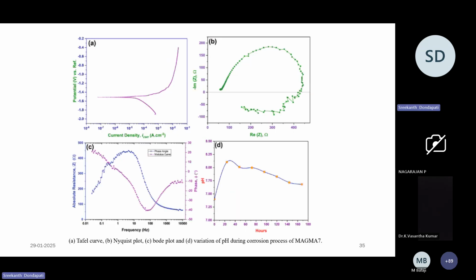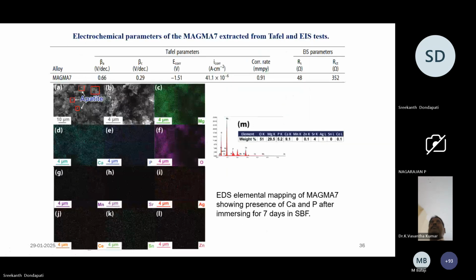And these are the corrosion characteristics of the same alloy. I have not compared here, but otherwise also it's showing very good corrosion resistance. This is not a comparison graph, but the graph of only that particular alloy. You can see the Tafel plot here, and this is the Nyquist curve and the Bode curve, and this shows the pH variation during the corrosion process of Magma 7. Initially the pH increases from 7.5 to around 8.5, and then slowly decreases and comes back to 7.75 in around 170 hours. And we could find out the corrosion rate, which is as low as 0.91 mm per year.